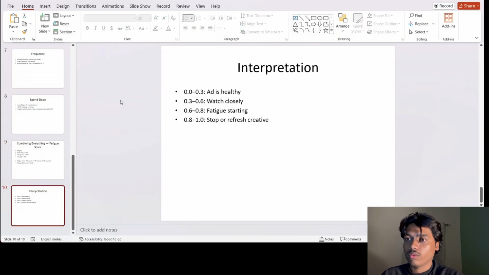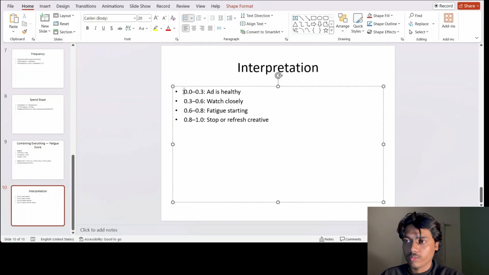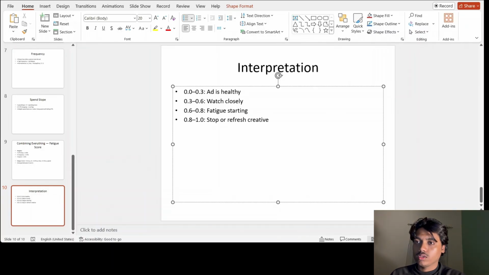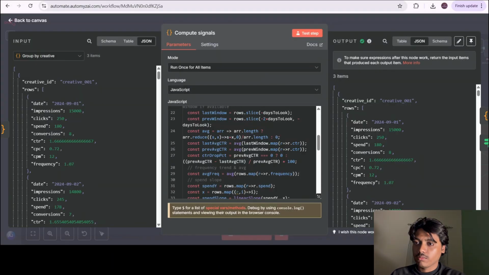The interpretation from this is, if the fatigue score is between 0.0 and 0.3, then we can consider the ad as healthy. If it is between 0.3 and 0.6, we can watch it closely. If it is greater than 0.6, then we can directly say that fatigue has started, and if it is greater than 0.8, it means we need to immediately stop that ad and refresh the creatives. So this was all the information regarding how we are calculating it.